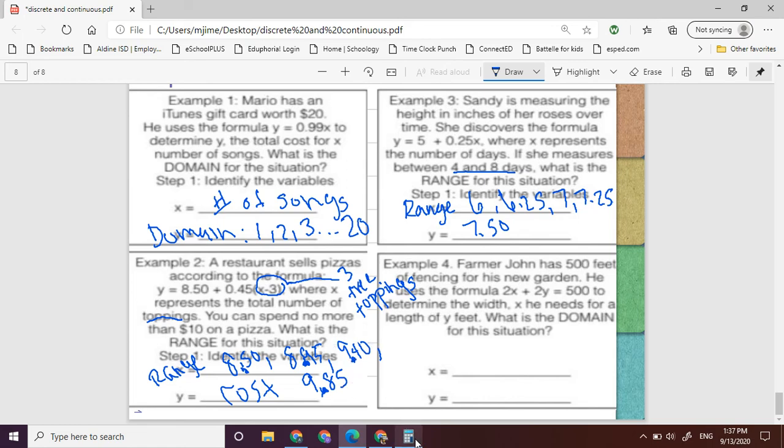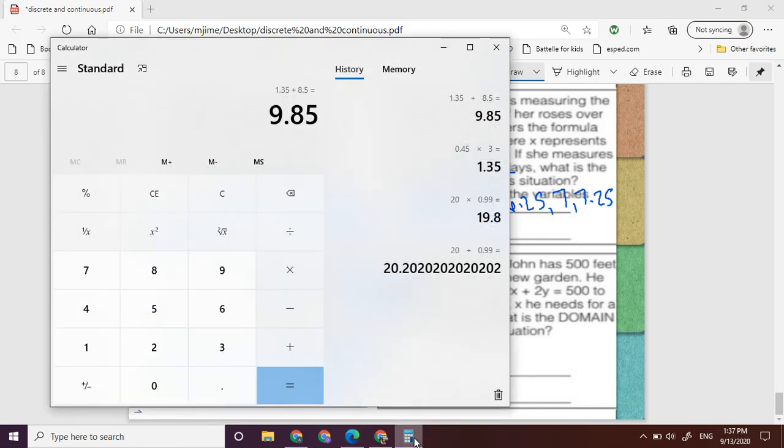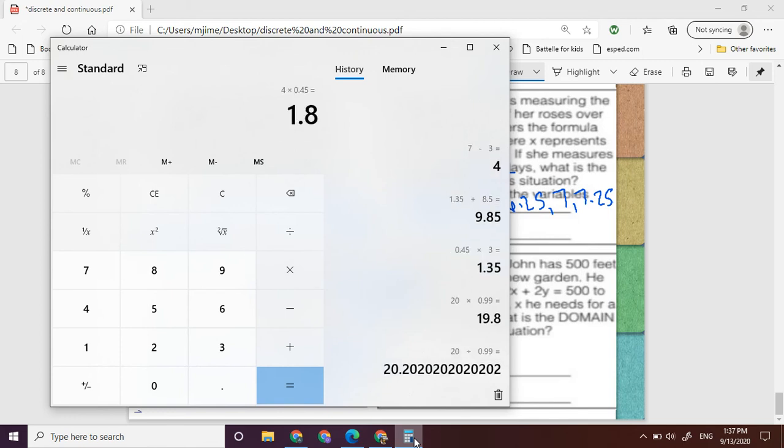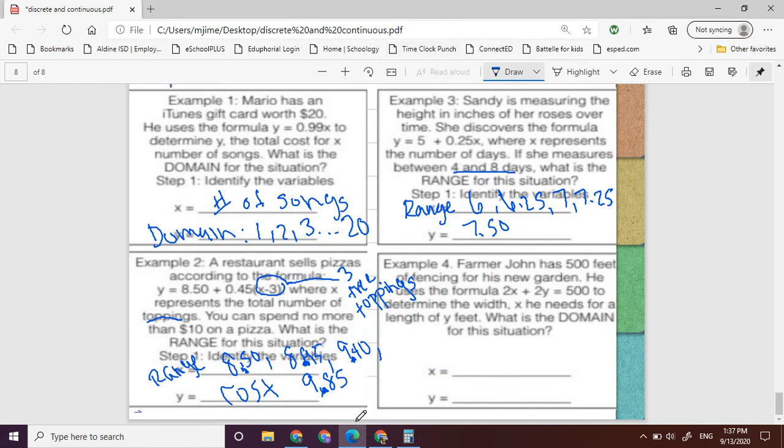What about if we do 7? Well, we still have to be between. So 7 minus 3. That means I'm only getting charged for 4. And I add that to 8.50. I want to be between 10. Nope, it goes over 10. So that means I can only go up to the 6 toppings, and that's fine. This right here is my range. It's stopping right there because I can't go over $10. So that's it. All right.